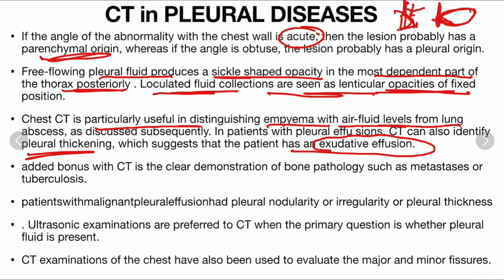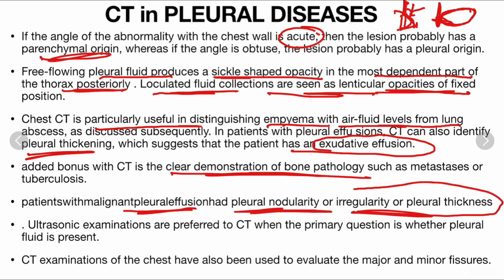An added bonus with CT is clear demonstration of bone pathology. So we can clearly see bone pathology, or whether there is any presence of mets or tubercular involvement of the bone. Then they are telling that patients with malignant pleural effusion had pleural nodularity and irregularity of the pleural thickness. So there will be irregular pleural thickness and nodularity on the pleura. Then we should suspect it is due to malignant pleural effusion.